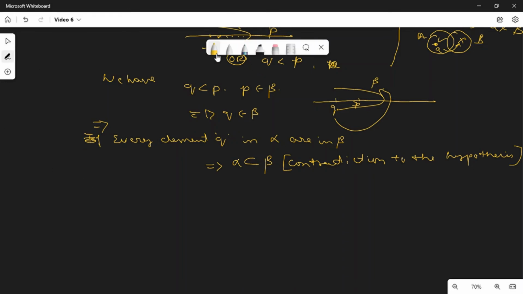So now what we have, this implies beta is not a subset of alpha is a wrong assumption. What is the reverse of that?